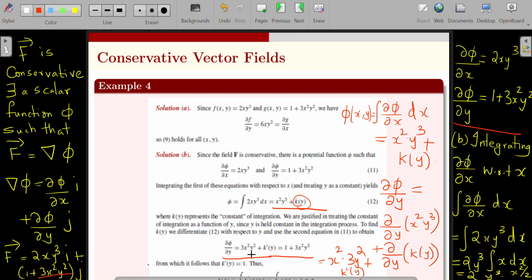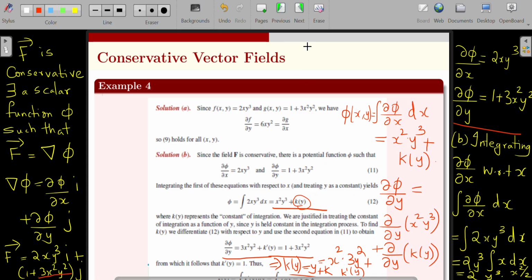So equating these two, what you obtain is that k dash of y is equal to 1. k dash of y is equal to 1 implies that the derivative of a function is equal to 1. So this means that k of y is equal to, integrating 1 with respect to y, it will be some y plus some constant k. So k of y will be y plus some k.